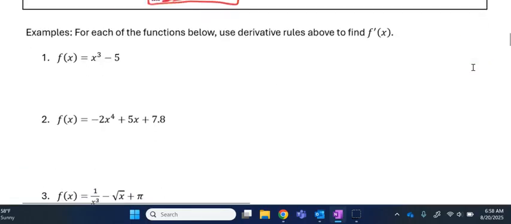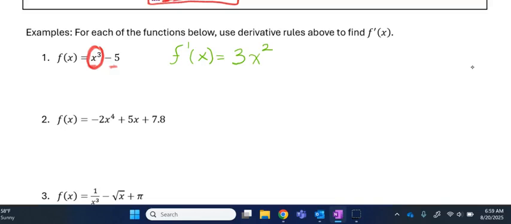So here are some examples. For each of the functions below, use derivative rules above to find f prime of x. So first thing you might notice is that we have multiple terms. That means if we use that sum and difference rule, we can take them individually, right? A derivative of each term, we'll treat them as separate. So in this first one, we're going to use the power rule. The power rule says that when we take the derivative, we will take the power, in this case 3, bring it down as a multiple, and then just reduce that power by 1, it becomes 2. Again, 3 comes down as a multiplier, 3 minus 1 is 2.